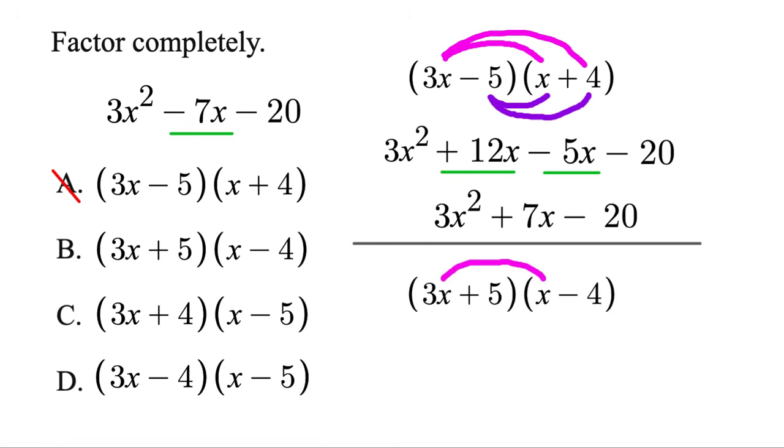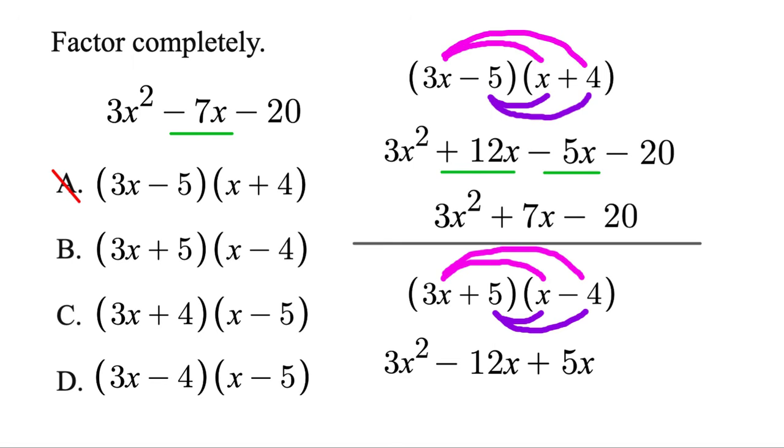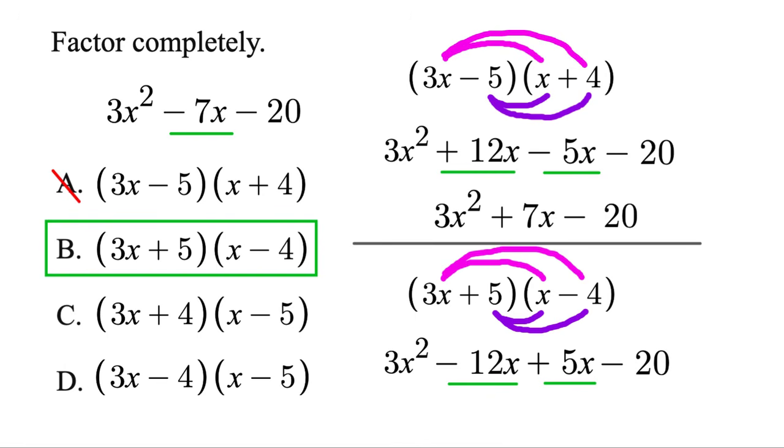Let's check it. Let's FOIL it out. 3x times x, 3x squared. 3x times negative 4, a positive times a negative, so negative 12x. Then 5 times x plus 5x, and 5 times negative 4, negative 20 at the end. But this will do it because negative 12 plus 5, that'll keep us in the negatives, and that'll give us the same thing as this. So don't worry about memorizing a whole new technique. Just work on your foiling, and you can do any factor problem here.